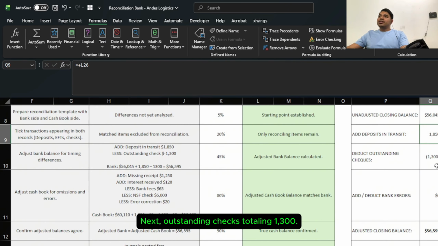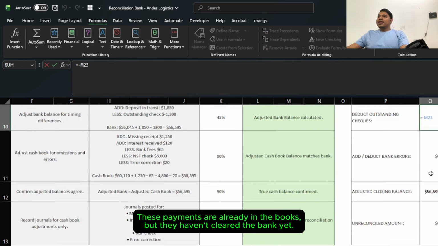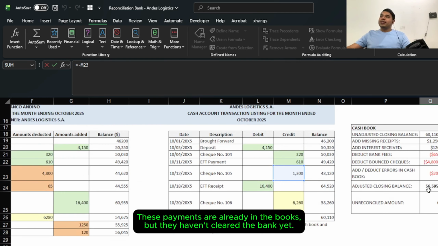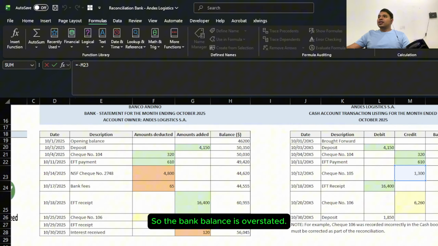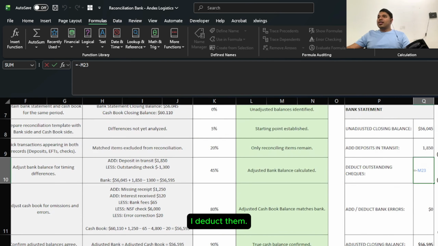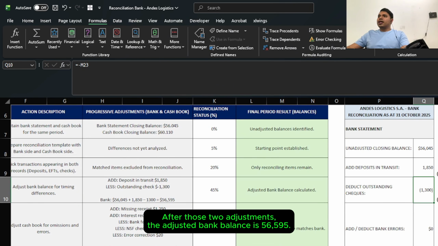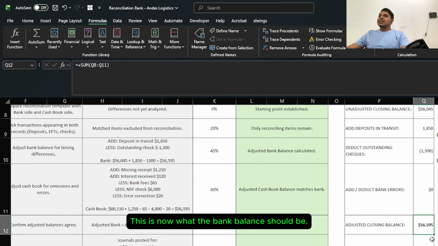Next, outstanding checks totaling $1,300. These payments are already in the books, but they have not cleared the bank yet. So the bank balance is overstated. I deduct them. After those two adjustments, the adjusted bank balance is $56,595. This is now what the bank balance should be.